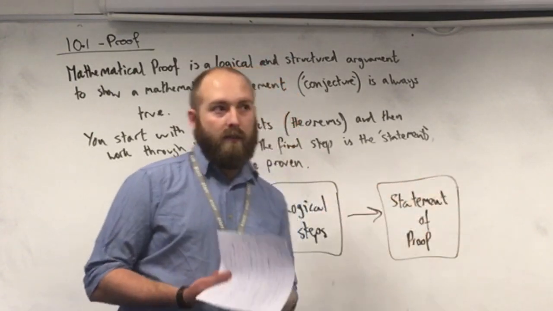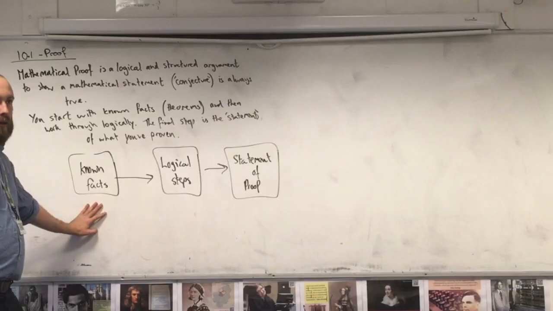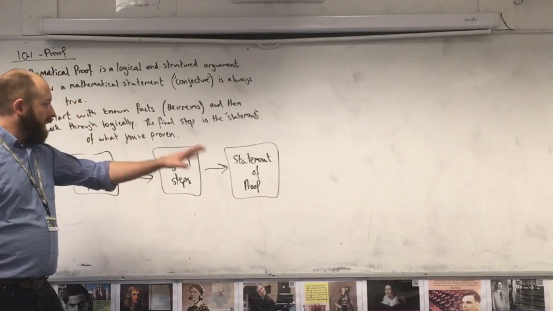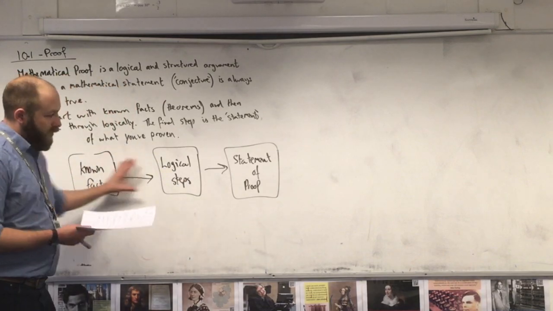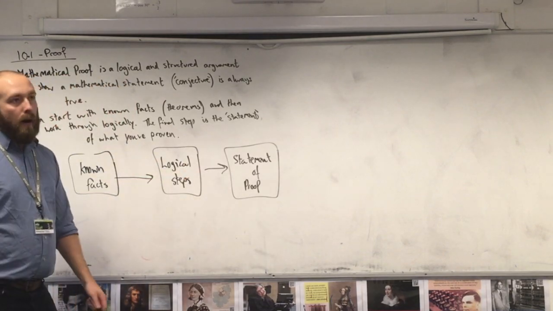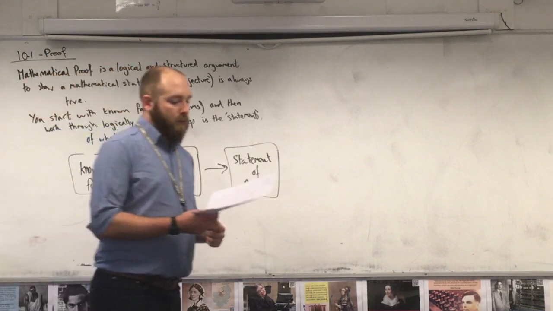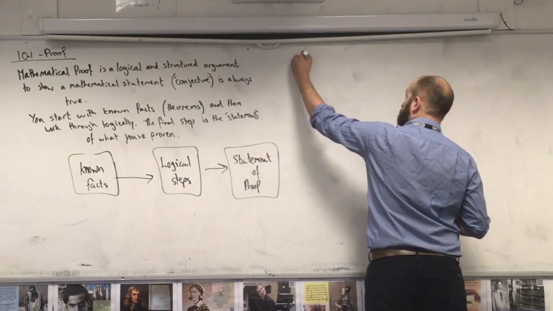So if you're trying to prove something, start with what you know for sure, do some stuff to it logically, and then say what you've proved by doing that stuff. And you need to show those steps for every kind of proof. So you have to do proof this year and next year. The proof in year 1 is called proof by deduction.